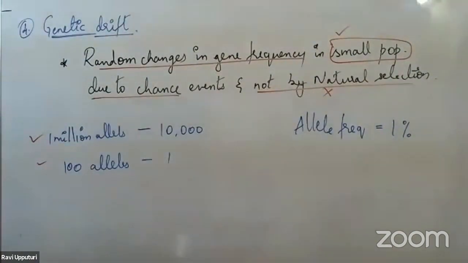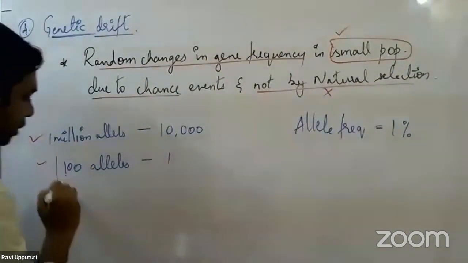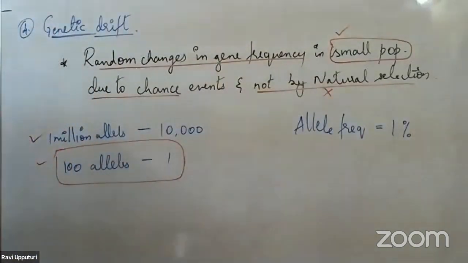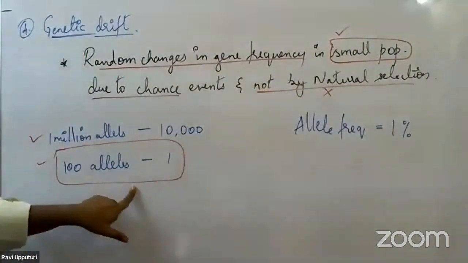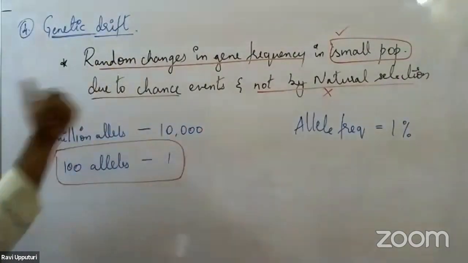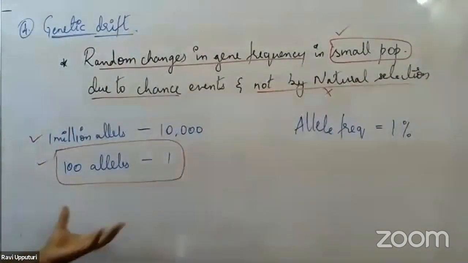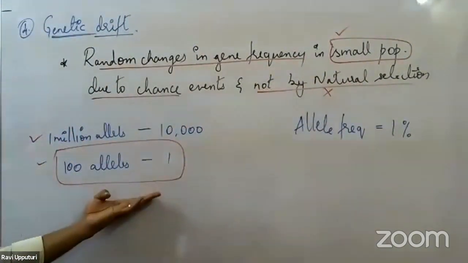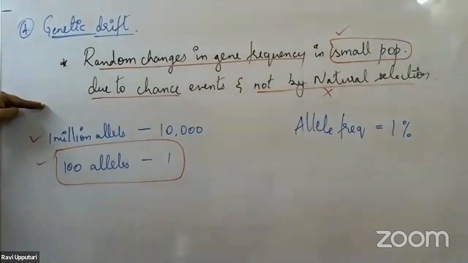So, the probability of losing the allele would be more in which of these two populations? Obviously, it would be for this sort of a population, right? So the probability of losing the allele would be more in a small population rather than a large population. Getting it? Why are we saying that the probability of losing the allele is more in this small population than in the large population?